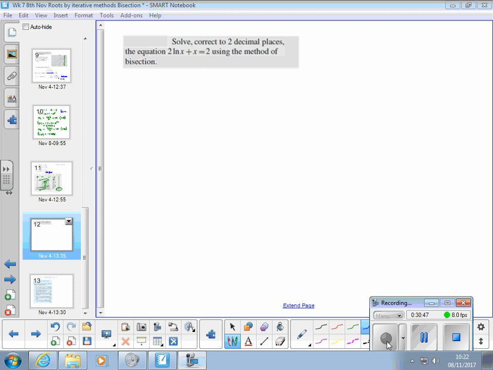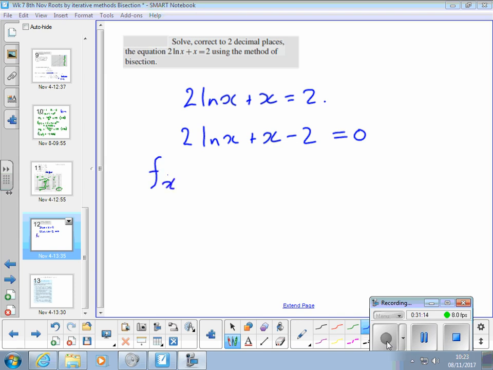This one in terms of first guesses then. We got 2 ln x plus x equals 2. So we can say 2 ln x plus x minus 2, f(x) is equal to 2 ln x plus x minus 2. Do about first guesses.